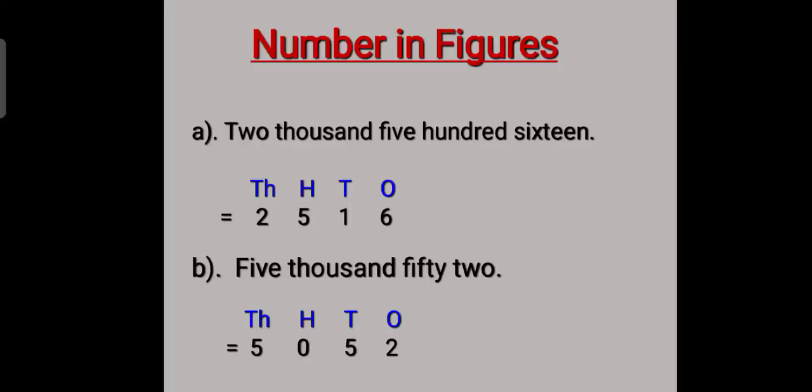Now, I have taken one more example, 5052. We will first write the place value of every digit. Now, see how many thousands are given? 5. So, you will put 5 at the thousands place. How many hundreds are given? No hundreds digit is there, so we will write 0 at the hundreds place. And lastly, 52 means 5 and 2, so you will put 5 and 2 in the tens and ones places. Thus, the number in figure is 5052. Clear?